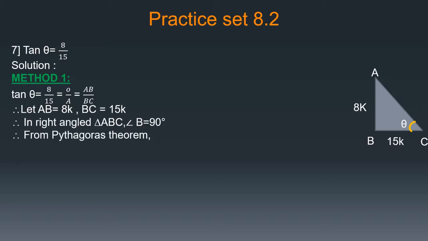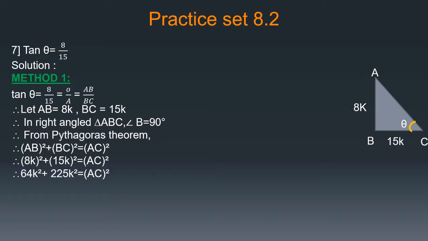In a right angle triangle ABC, angle B is 90 degrees. So therefore from Pythagoras theorem, AB square plus BC square is equal to AC square. Substituting the values of AB and BC, we get 8K square plus 15K square is equal to AC square. Therefore 64K square plus 225K square is equal to AC square. Adding, we get 289K square is equal to AC square. Now taking the square root on both the sides, we get AC is equal to 17K.